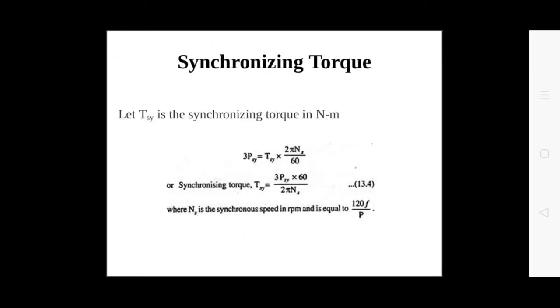Coming to synchronizing torque, we have the relationship between power and torque as power equal to 2 pi N T by 60. Now if TSY represents the synchronizing torque in Newton meter, then the total synchronizing power, that is 3 times PSY, equals TSY into 2 pi Ns by 60, where Ns is the synchronous speed in RPM, which is equal to 120 F by P. Now rearranging, we obtain the expression for synchronizing torque as TSY equal to 3 PSY into 60 by 2 pi Ns.